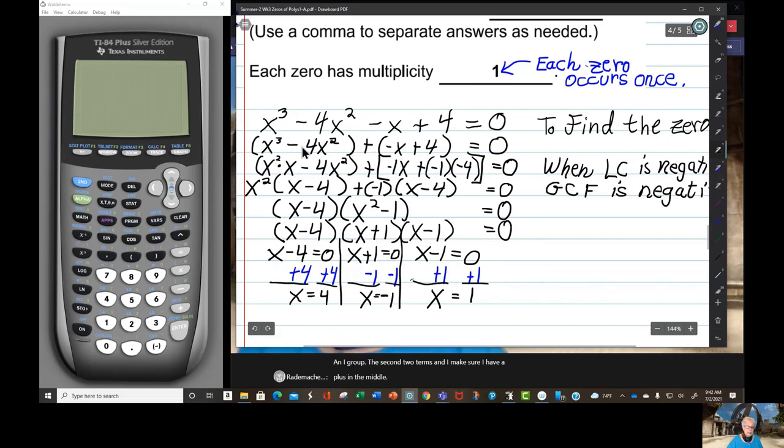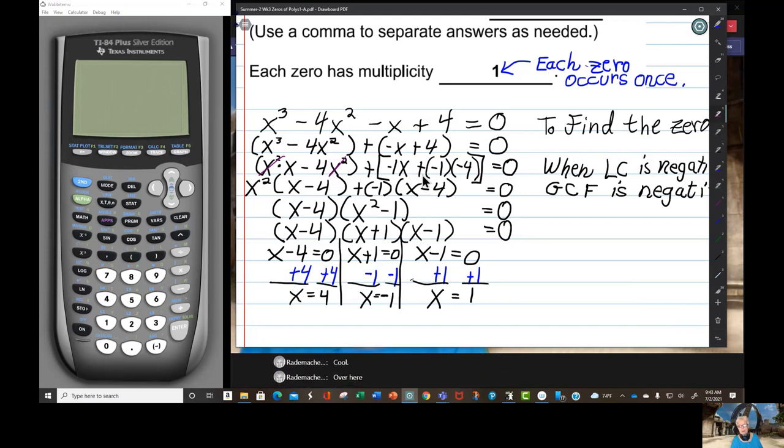Now, in the first set of parentheses, I have a common factor, a greatest common factor, x squared. I pull that out to the front. I'm left with leftovers x minus 4 because I dragged out the GCF. Boom, boom.